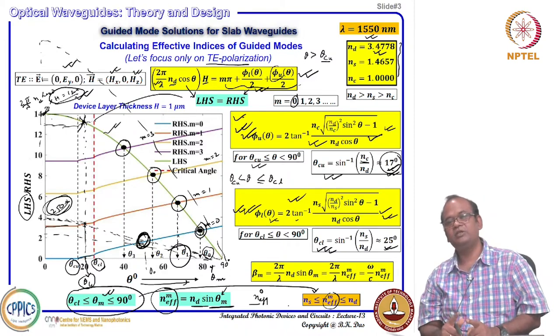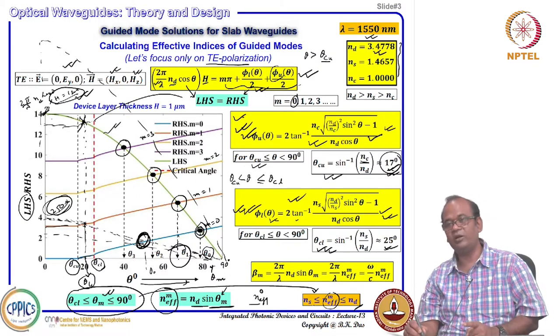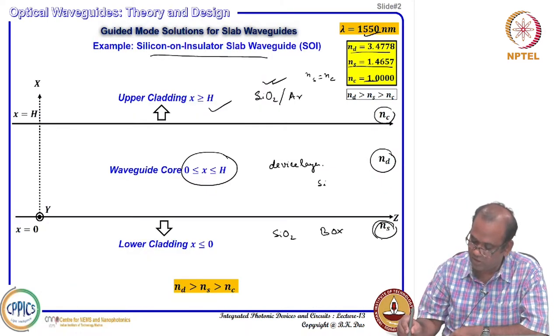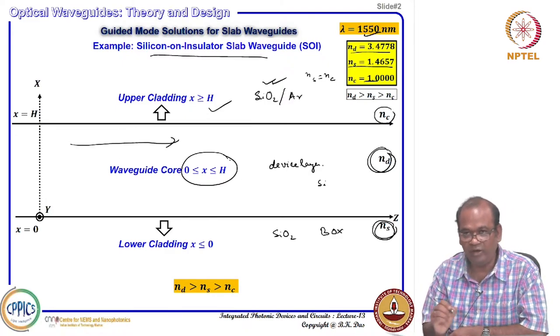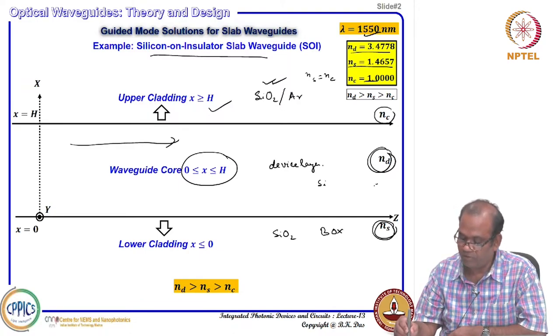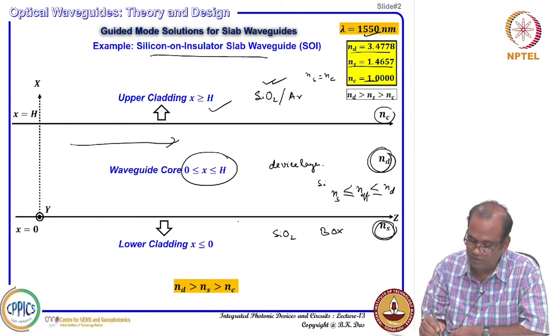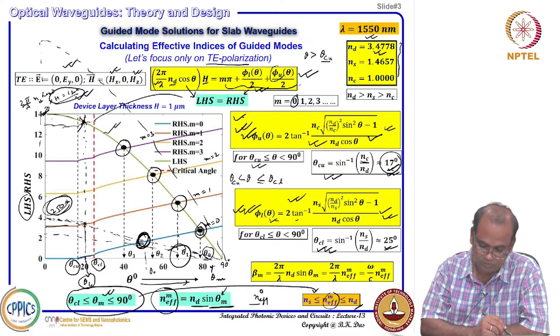So, the effective indices of the guided modes that you obtain must be less than the refractive index of the device layer, but greater than the refractive index of the substrate or box layer, that is what we have shown here. So, you get a mode propagating, and that propagating mode will see an effective index that will be less than N D and greater than N S somewhere. Any solution you get less than N S means the light will not be confined, it will be leaking. That is our understanding so far, okay.